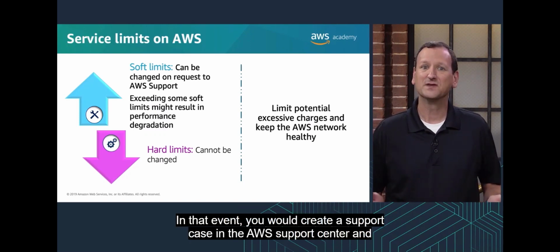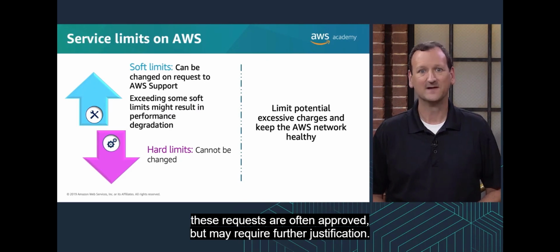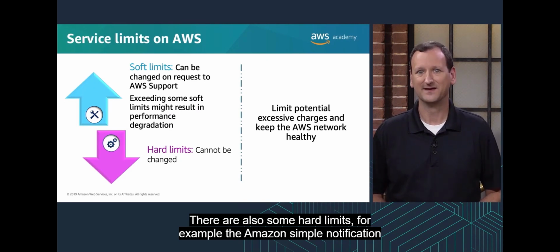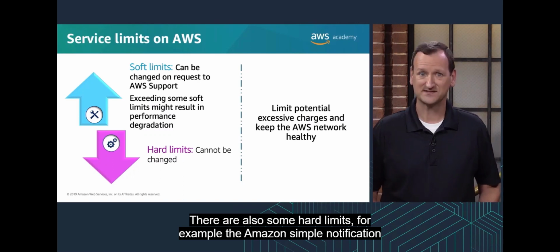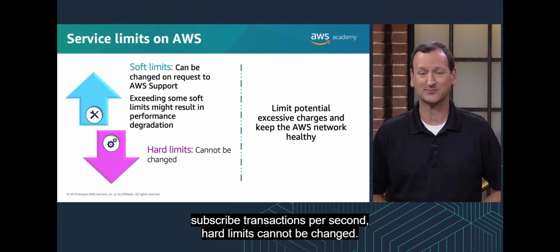In that event, you would create a support case in the AWS Support Center and request a service limit increase for the account. These requests are often approved but may require further justification. There are also some hard limits. For example, the Amazon Simple Notification Service API has a throttling feature, and it has a limit of 100 subscribed transactions per second. Hard limits cannot be changed.